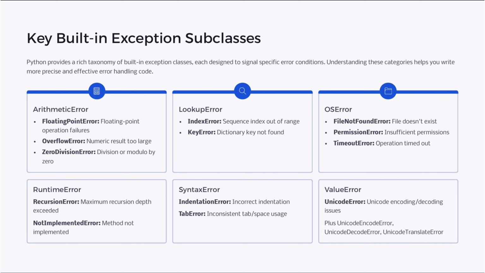Python's built-in exceptions are categorized to address specific error conditions. Arithmetic error includes floating point error, overflow error, and zero division error. Lookup error covers index error and key error. OS error encompasses file not found error, permission error, and timeout error. Runtime error includes recursion error and not implemented error. Syntax error involves indentation error and tab error, while value error addresses Unicode error and its subtypes.